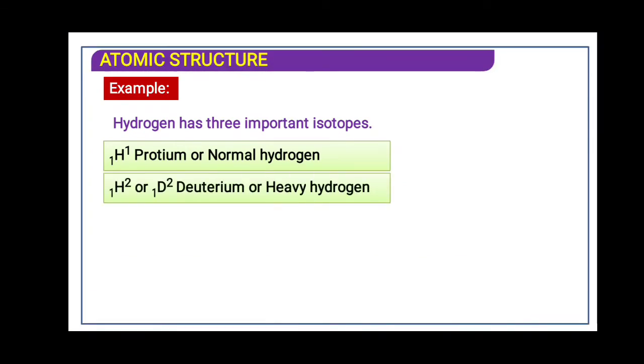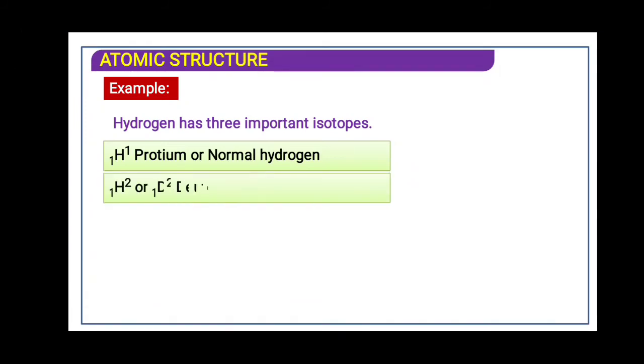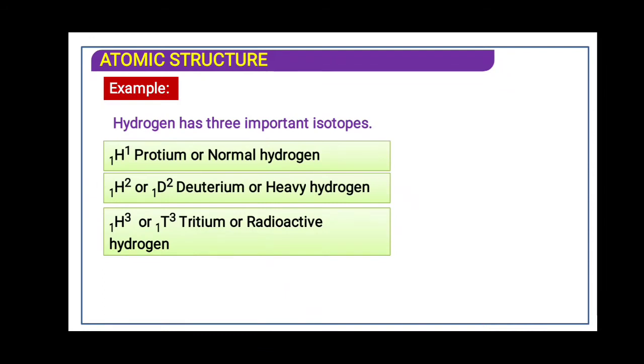That is why it is called protium. Another isotope of hydrogen is with the mass number 2, and it is called deuterium. It is called heavy hydrogen. Why? Because it has 2 mass. Another isotope of hydrogen is with the mass number 3, which is called tritium, or radioactive hydrogen. Why radioactive hydrogen?